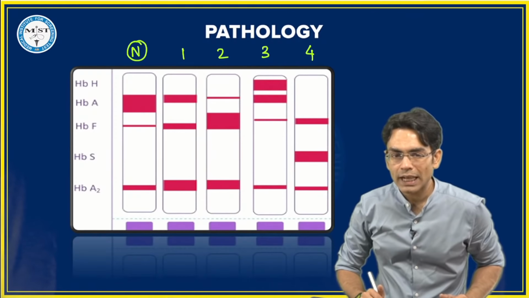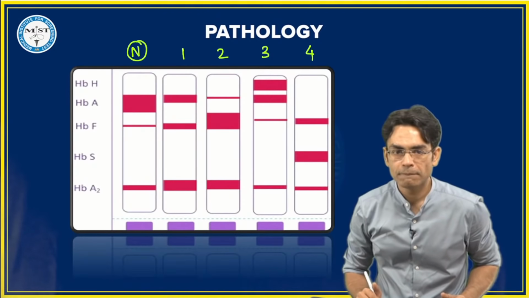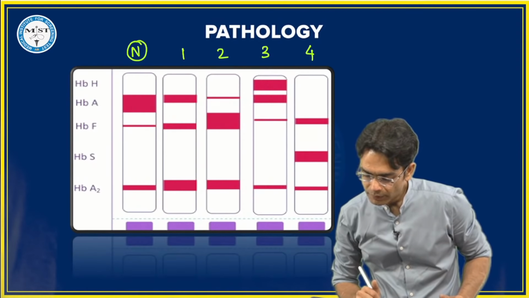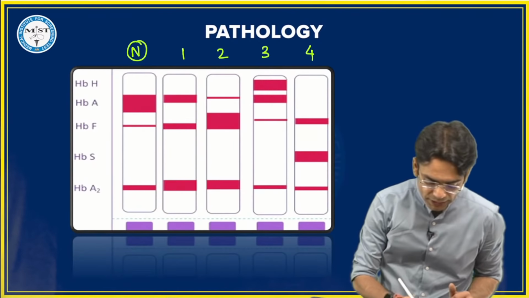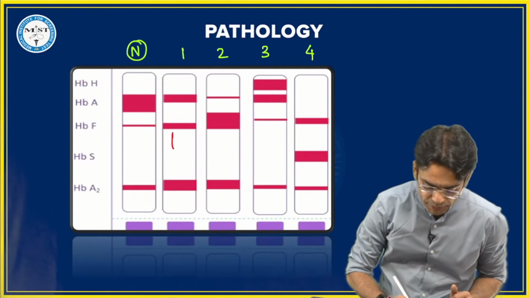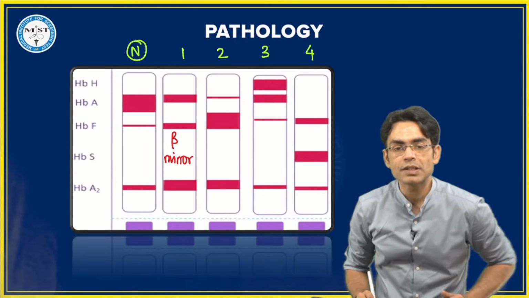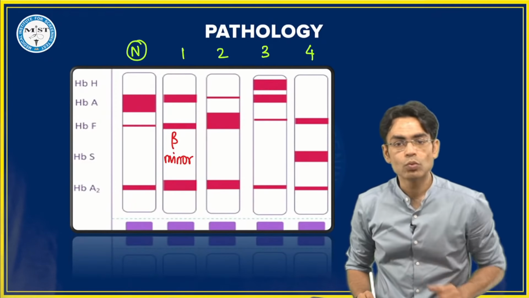So what is the type of disease in which A2 becomes more? Hemoglobin A2. Yes, very good beta. A2 becomes more in beta minor. So this patient is suffering from beta thalassemia minor. So hemoglobin A2 is more.